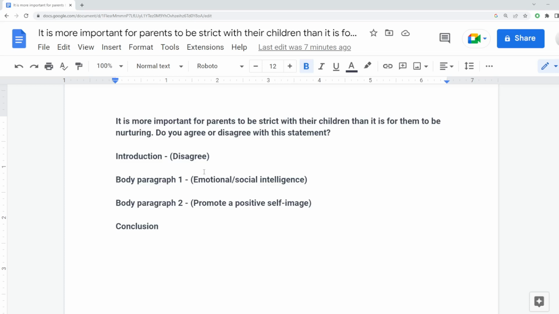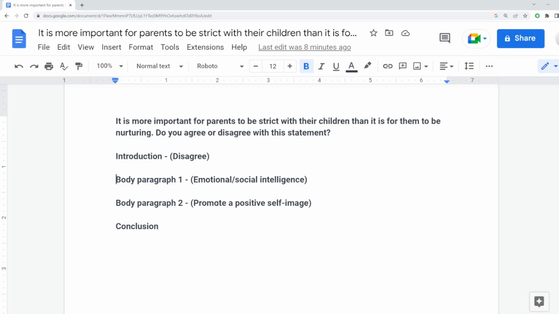Okay? All right. Now, in a very similar manner, body paragraph 2 is going to follow a similar structure. We are going to use the supporting point that nurturing parenting styles promote a positive self-image among children. It improves their self-esteem, right? When they have a good connection with their parents, when their parents are giving them positive feedback, and it helps with their self-confidence.